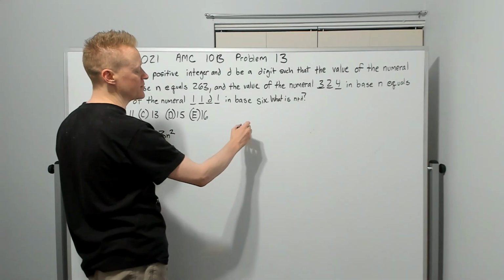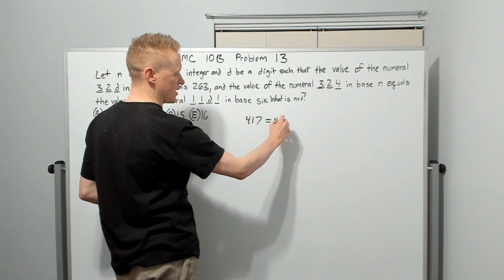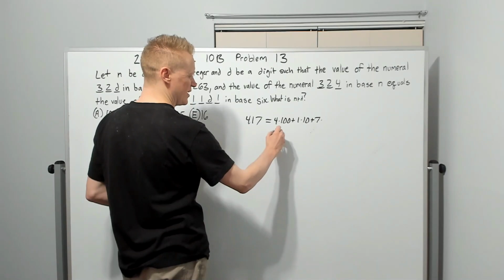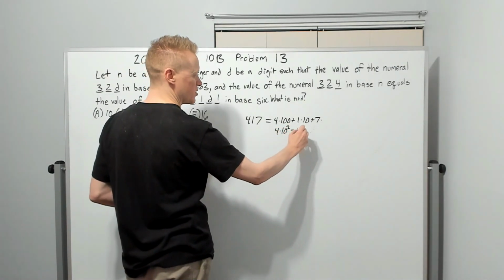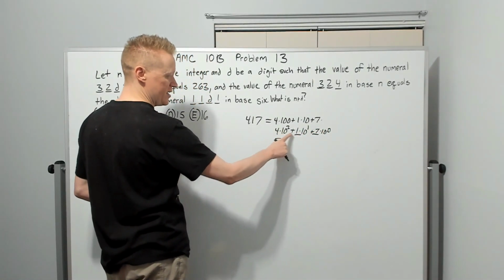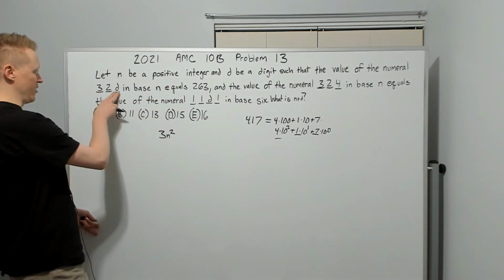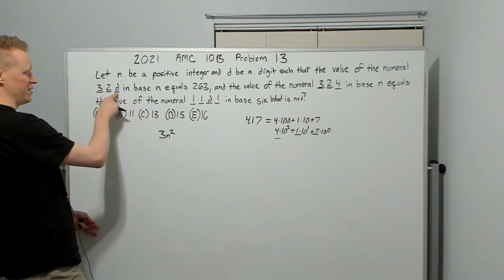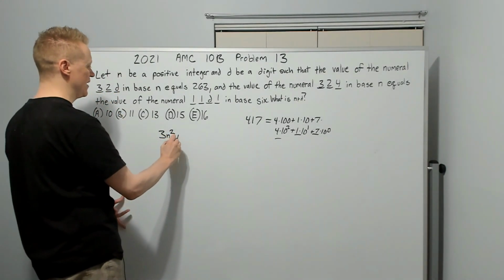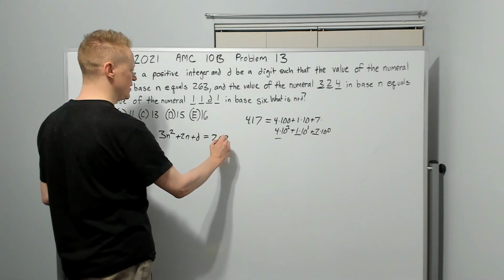kind of problems. If I have 417 in base 10, that's 4 times 100 plus 1 times 10 plus 7. And you can think of it as 4 times 10 squared plus 1 times 10 to the first plus 7 times 10 to the 0, where these numbers here are the powers of 10 starting from 0. So we'll do the same thing here. This will be n to the 0 power, n to the first power, n to the second, hence 3n squared plus 2n plus d. This is going to equal 263.